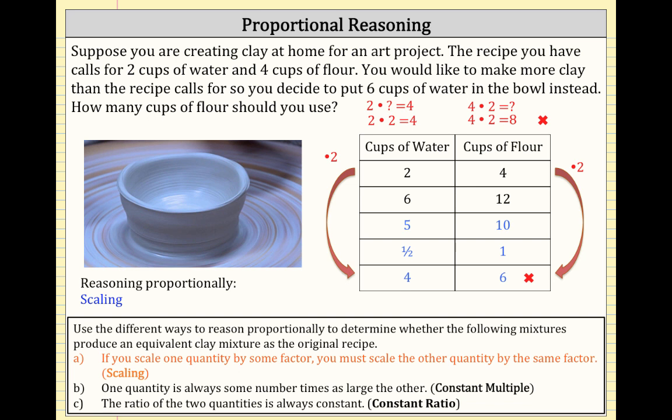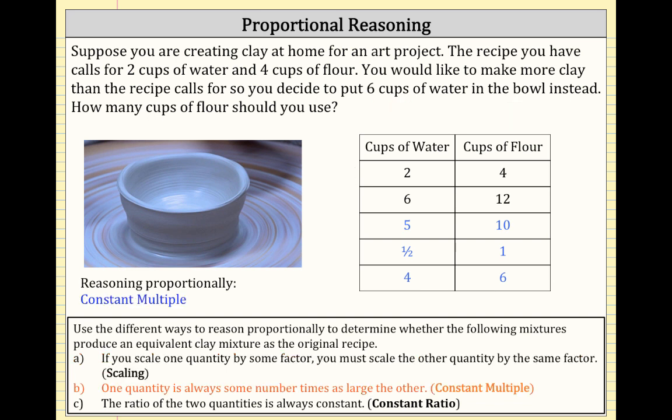So that particular set of values, the 4 cups of water to the 6 cups of flour, is not in a proportional relationship because the number in the table should have been 8, not 6. Okay, now let's look at the constant multiple perspective. The constant multiple perspective means you're comparing water to flour. That's done horizontally across the table because you're comparing the input to the output.